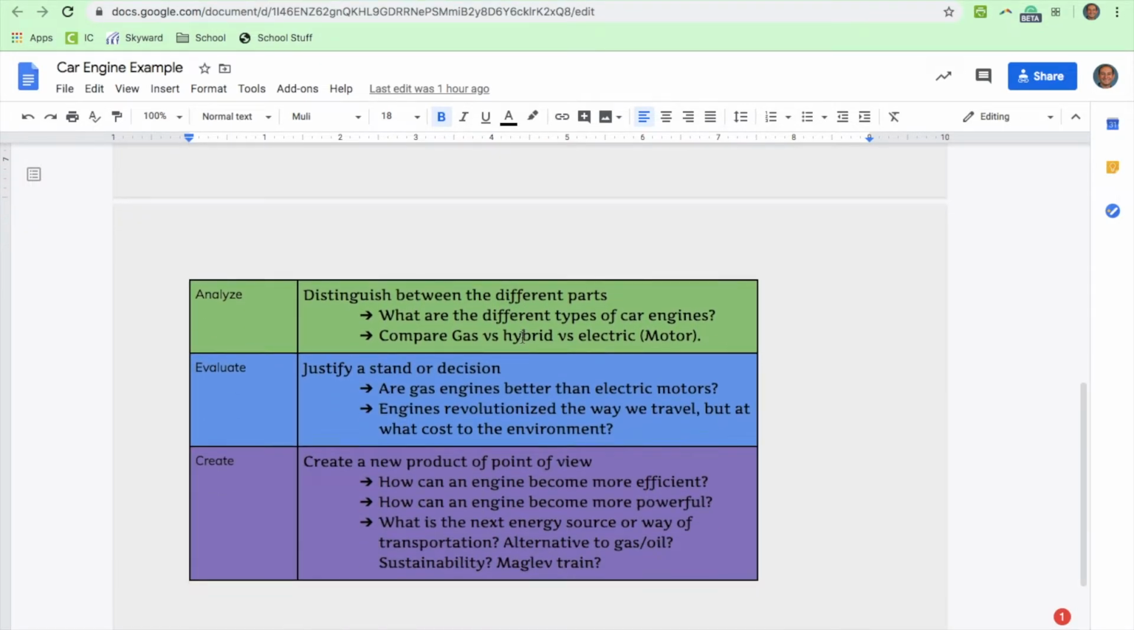Then from there, analyze. Distinguish between the different parts. What are the different types of car engines? So you can get into gas, hybrid, electric, which if it's electric, it's a motor, not an engine. So analyze as you look at different parts or different types of engines and analyze them. Just as if you were buying a car of your own, or if you were researching what phone to buy. You look at the different models and you analyze them to come up with the one that is best suited for you.